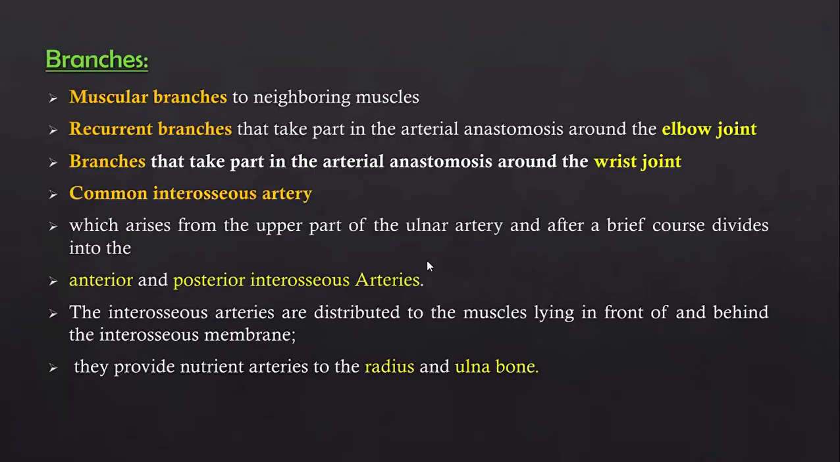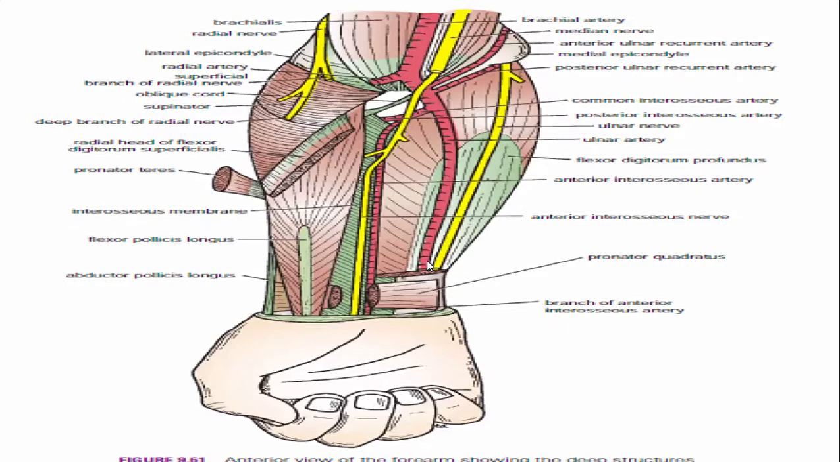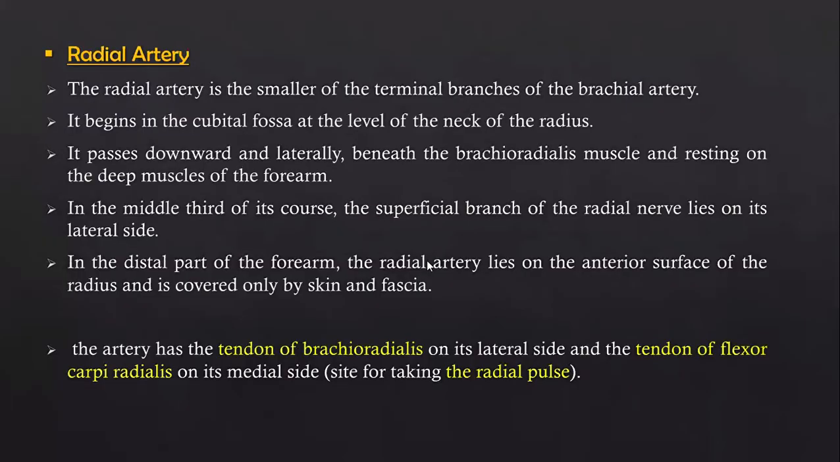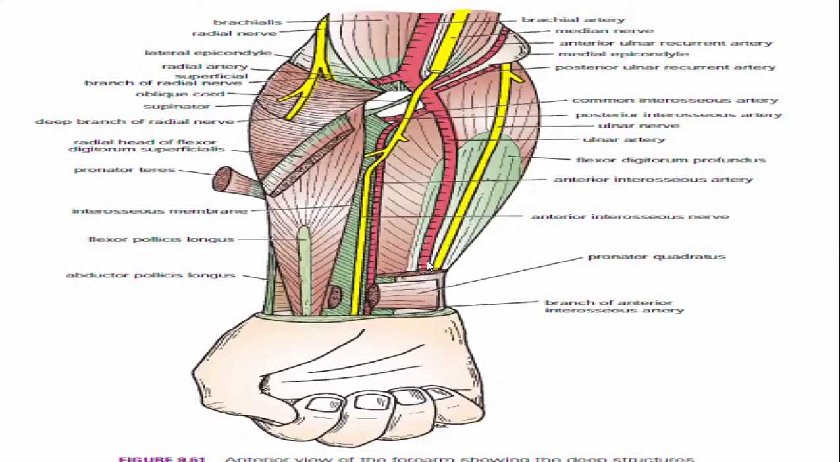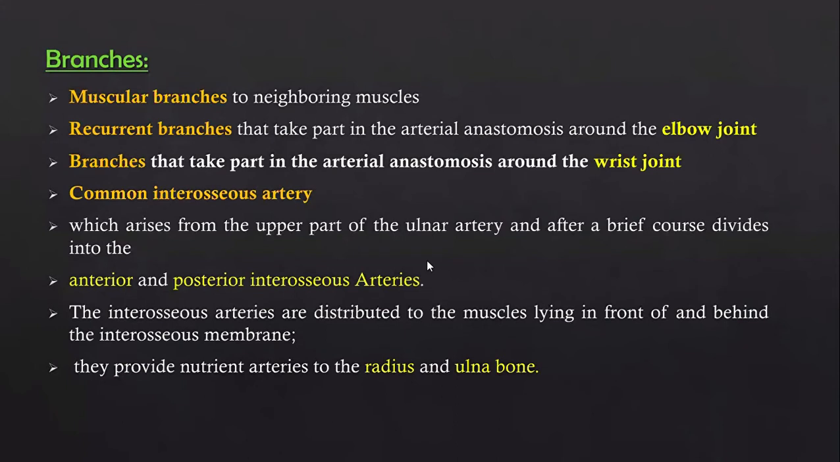So the branches of the ulnar artery: muscular branches to the neighboring muscles, and recurrent branches that take part in the arterial anastomosis around the elbow joint. So this is the ulnar artery, this is the radial, this is the ulnar artery. It has recurrent branches to the elbow joint, the anterior and the posterior ulnar recurrent arteries. It also has branches that take part in the arterial anastomosis around the wrist joint.